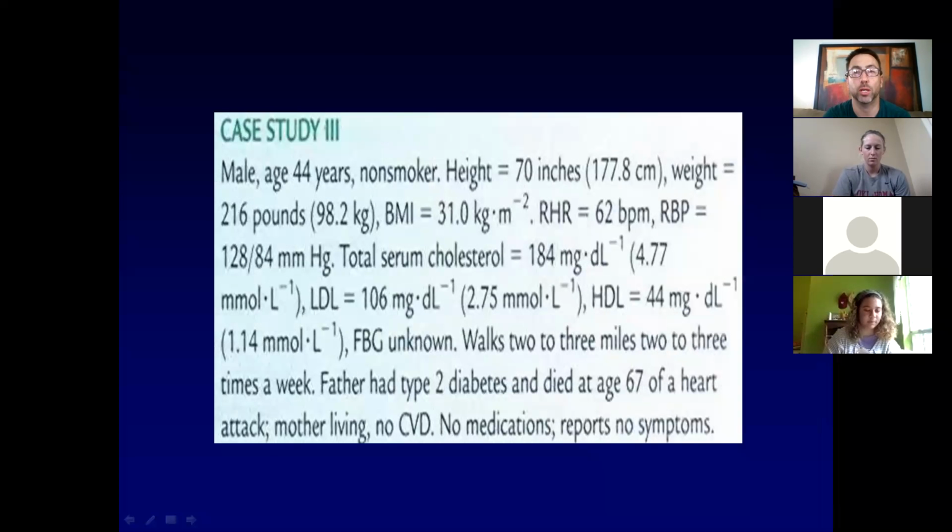So let me pull up the chat one more time. Okay, so I got a couple of people that are saying high, a couple that are saying moderate. So let's walk our way through this one. Keeping the last one in mind, we have a man, he's 44 years old, okay? So what do we think about that?